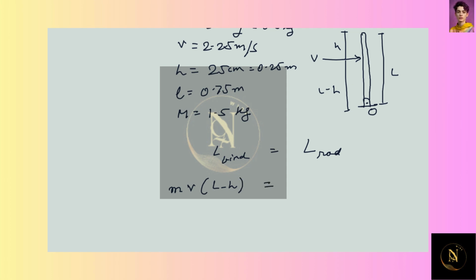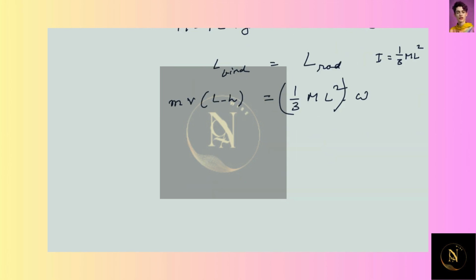And this is equal to angular speed of the rod. It's one third mass of the rod L square, right? This is moment of inertia times omega, right? This is I, the moment of inertia. The moment of inertia of the rod about the one end is one third ml square. That's what I'm writing.